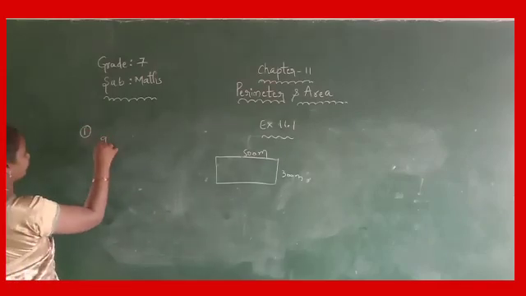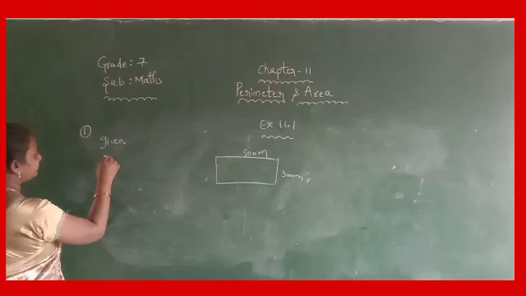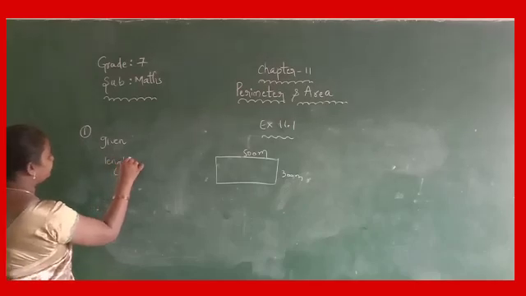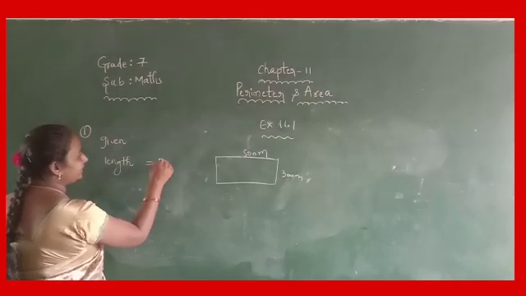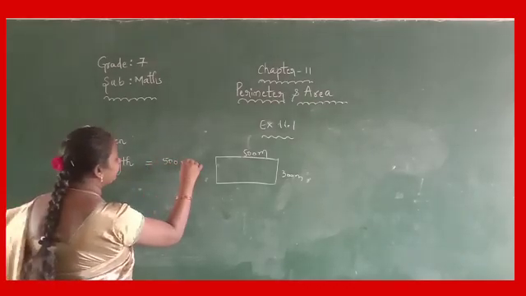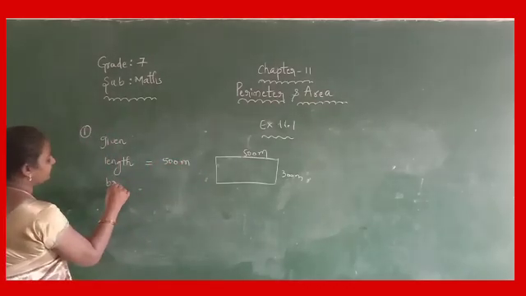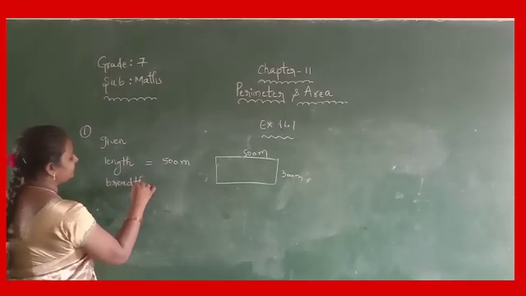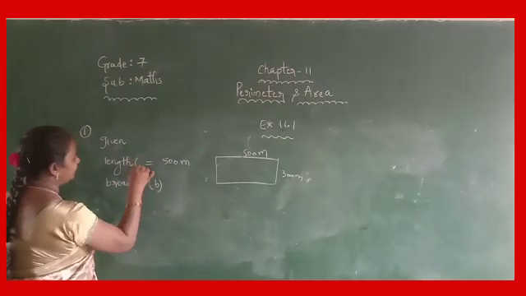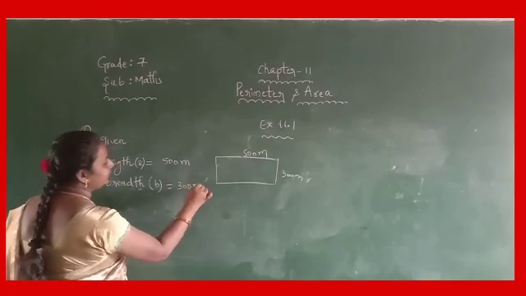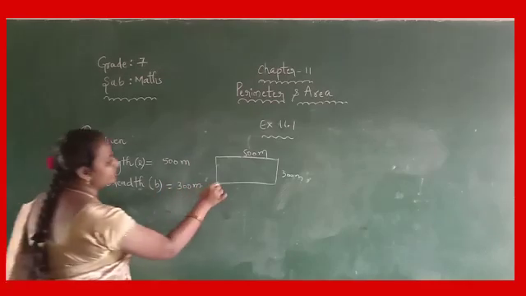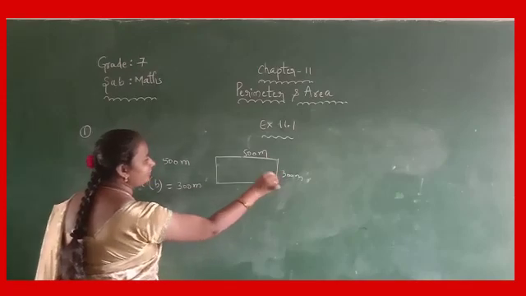Given length. So length of the rectangular piece of land, here how much? 500 meters. And breadth. So breadth means B, length means L. Breadth here is 300 meters. Okay. This is length and this is breadth.